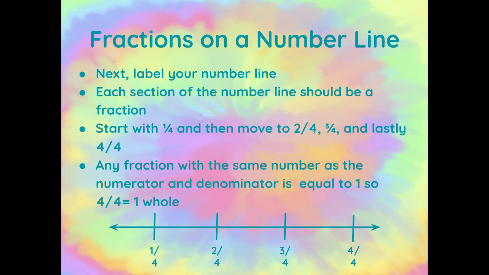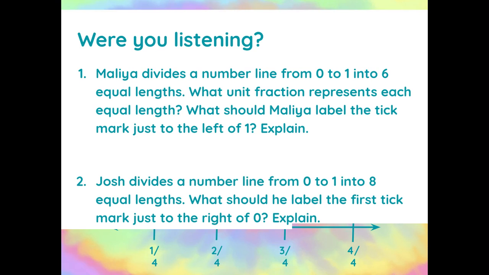And if you guys remember, any fraction with the same number in the numerator and the denominator is equal to 1. So this fraction right here, 4/4, is equal to 1 whole. But that goes for anything. 8/8 is equal to 1. 9/9 is equal to 1. 5/5 is equal to 1. Any number with the same number in the numerator and the denominator is equal to 1. So I have divided my number line, and then I've labeled my number line.